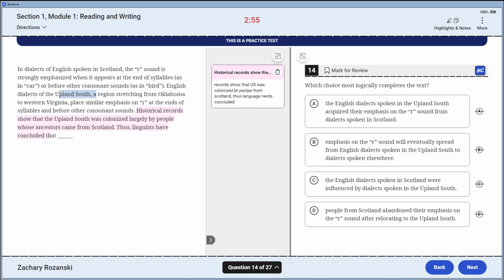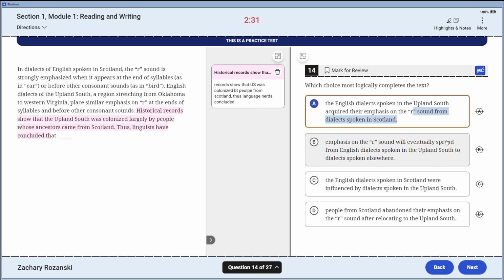Oh, so we're in the United States for Upland South. Do the exact same thing. Cool. So historical records show that Upland South went and that we in the United States came from this place. Most logically completes: the English dialect spoken in Upland South in the United States acquired the emphasis of the R sound from the dialect spoken in Scotland. Yeah, that's absolutely the right answer. They came from there. We'll keep reading.